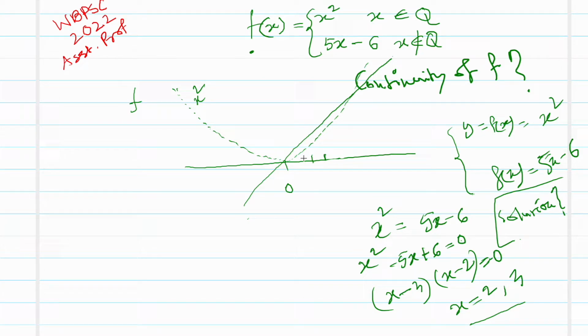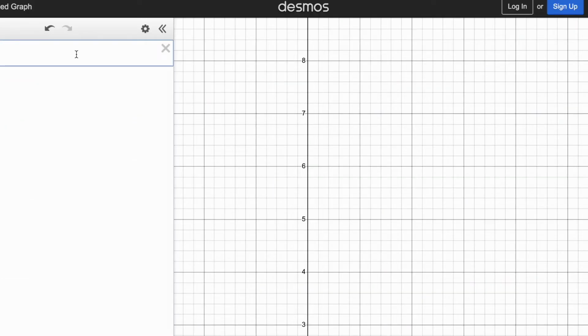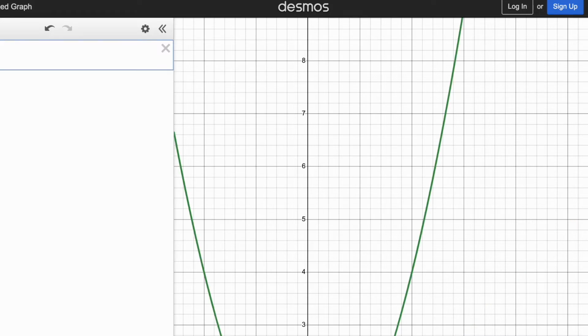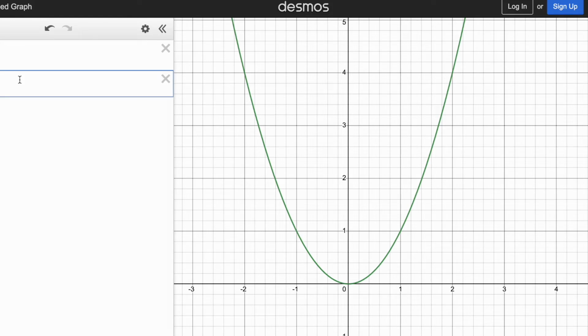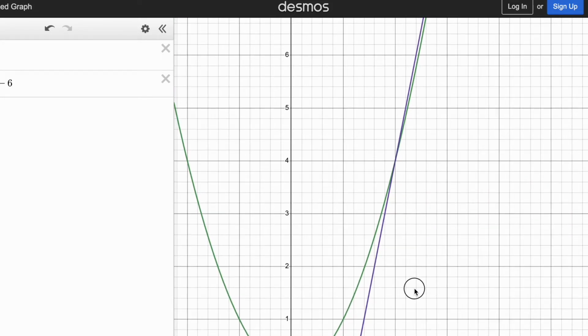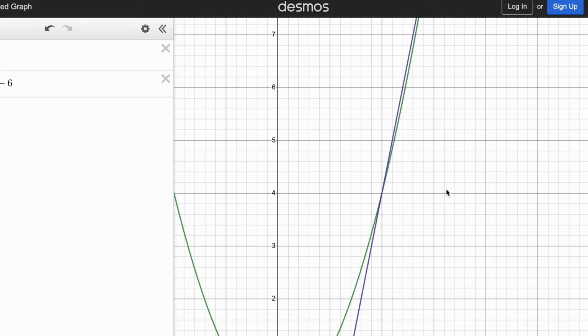So here we will actually draw the graphs. This is an online graph calculator called Desmos. Here we will draw the graph x square. So this is like this. And then if you write 5x minus 6, then you see this is the graph.